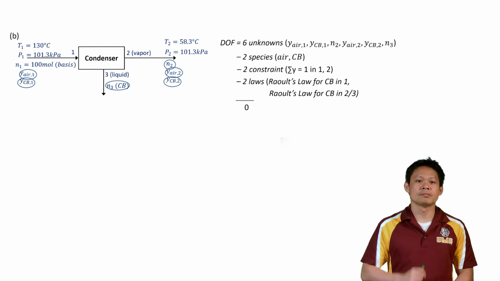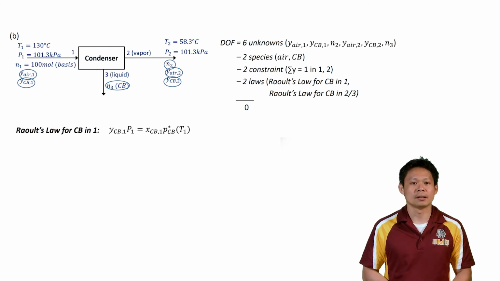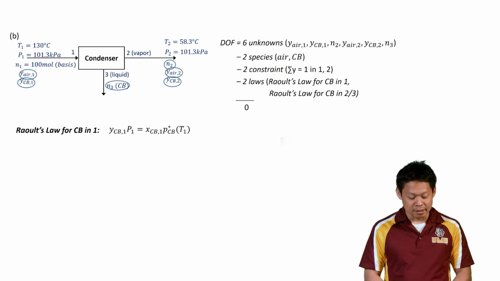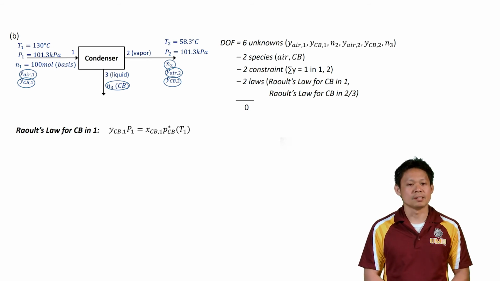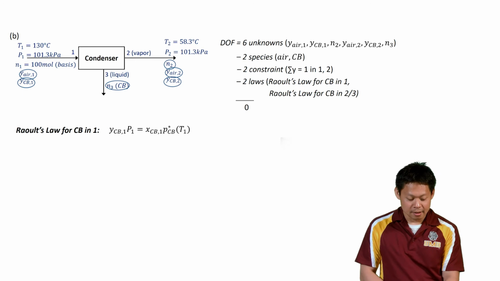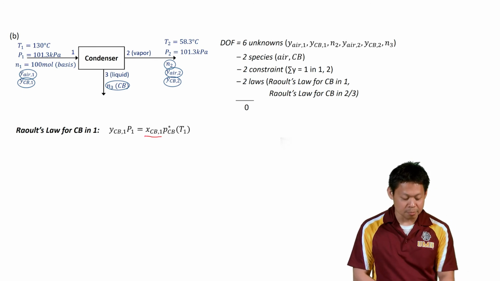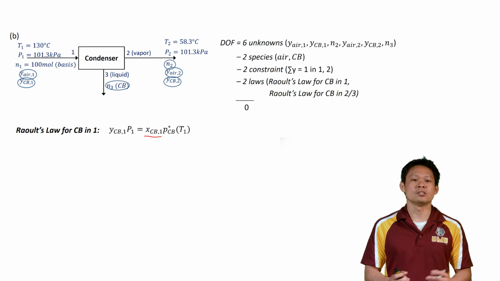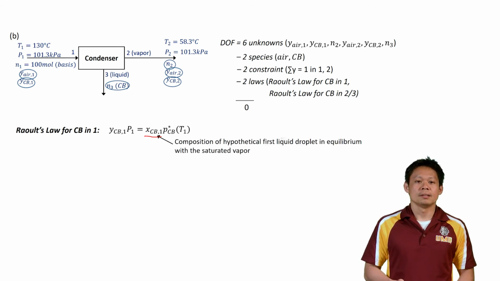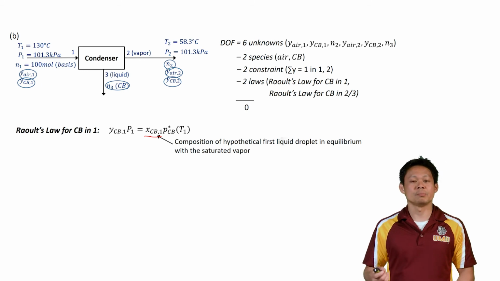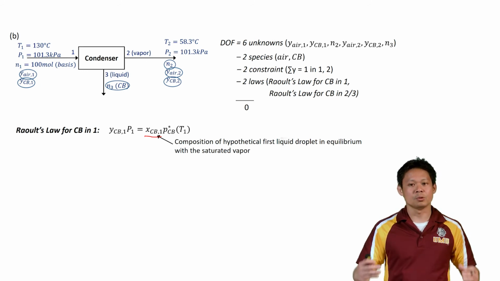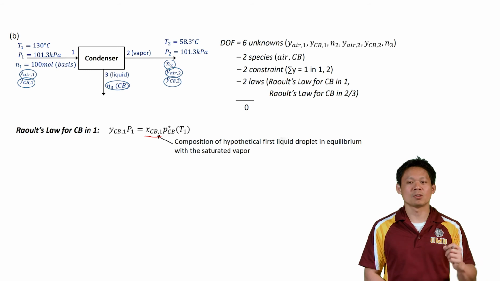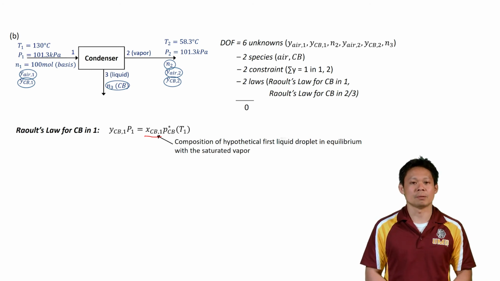All right, so let's start with solving the Raoult's law in stream 1. And here's our Raoult's law, writing the Raoult's law for stream 1 for chlorobenzene. Again, this term actually doesn't exist. This variable does not exist anywhere in our diagram because there is no liquid in stream 1. This is a hypothetical first liquid droplet that is in equilibrium with the saturated vapor. We are right at the dew point. Any more chlorobenzene and it will turn into a liquid droplet.